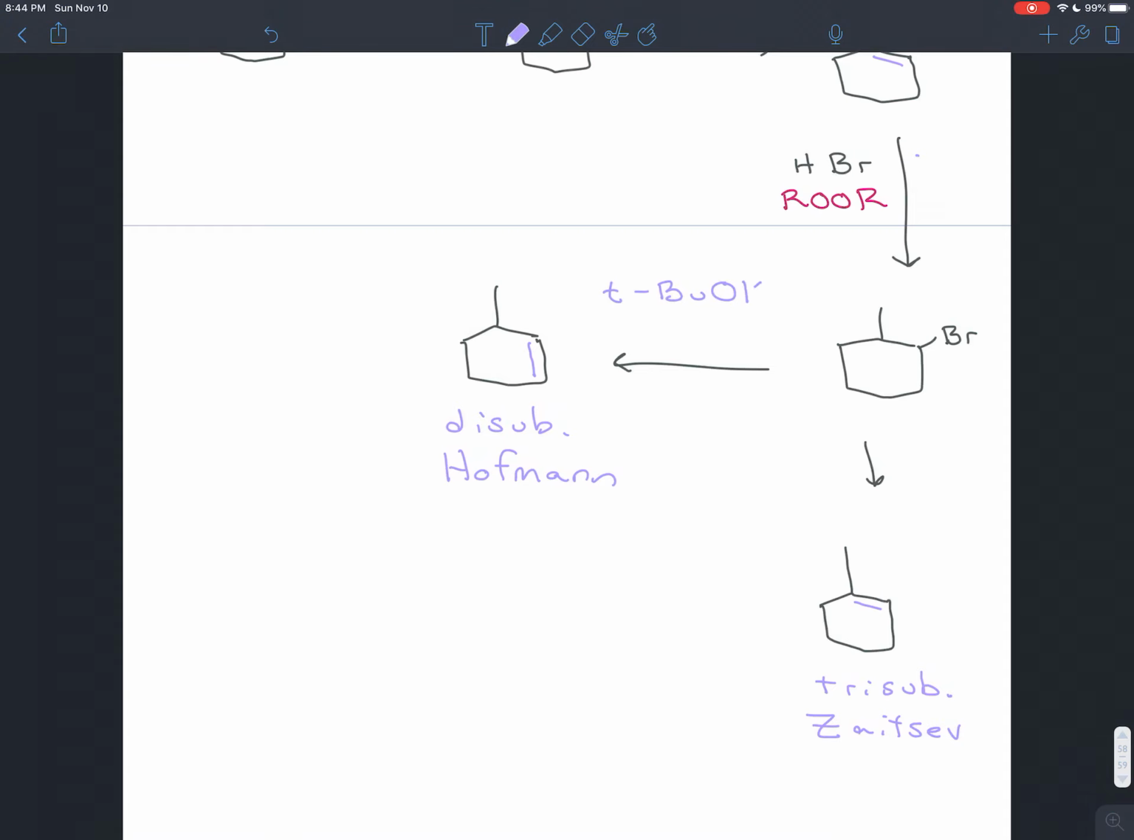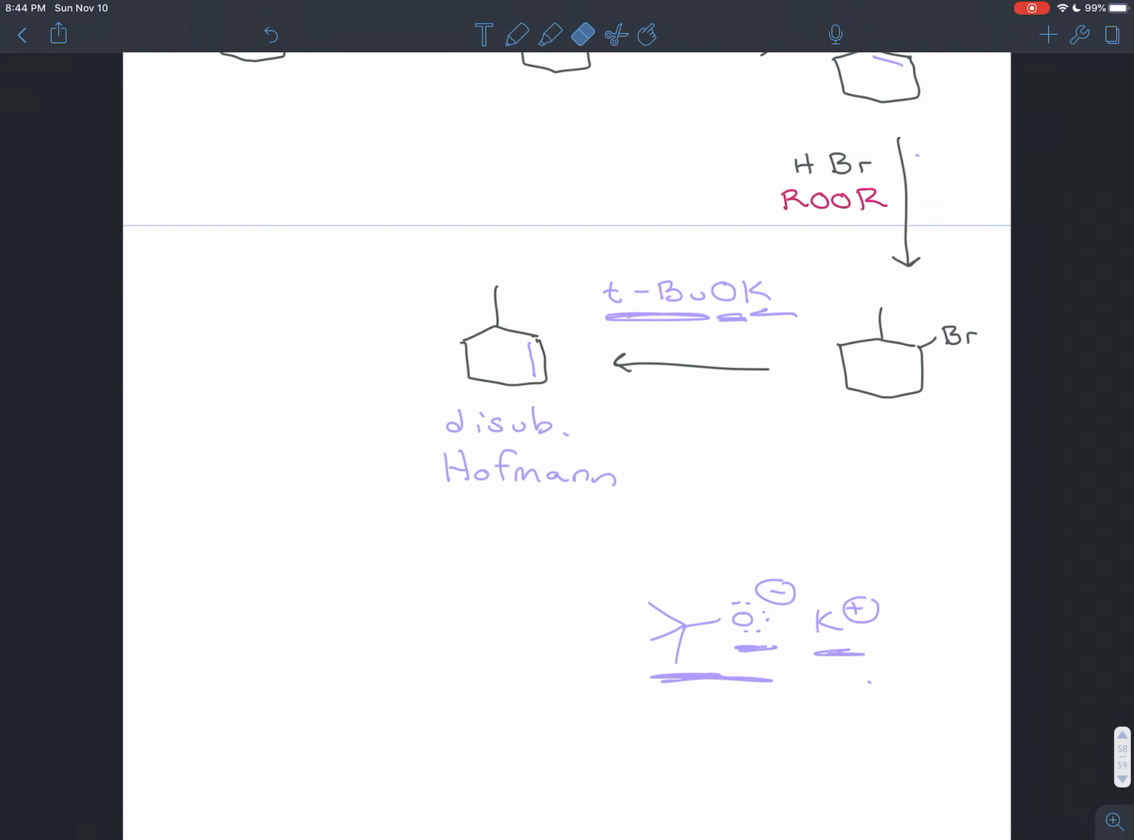And the bulky base that you want to know is potassium tert-butoxide. TBU, okay. And we've drawn the structure for that. It's the tert-butyl group attached to an oxygen, which has a full negative charge that's stabilized by the positive charge of the potassium. So you have the tert-butyl group, that's this here, the oxygen on the end, and the potassium. And that will give you this Hofmann product as your major product in the elimination.